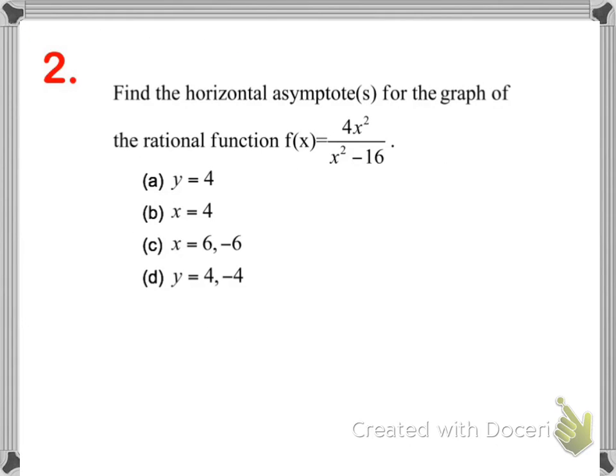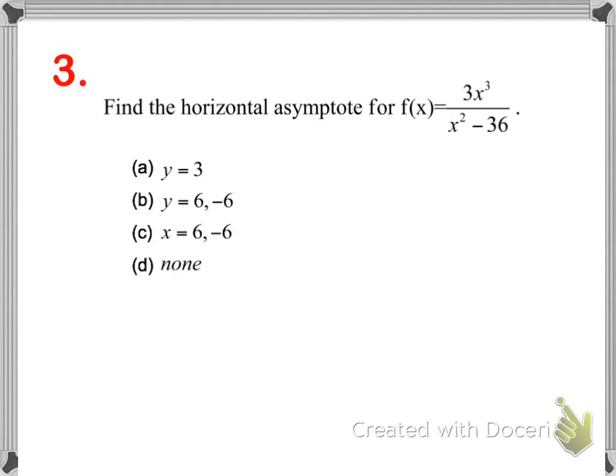The second one I'd like you to try is finding a horizontal asymptote for the graph of the rational function f of x equals 4x squared divided by x squared minus 16. Be careful on how you write your horizontal and vertical asymptotes. That's very important. And then lastly, one more, finding a horizontal asymptote, but for a new function, 3x to the third divided by x squared minus 36. Again, be very mindful of how you write your horizontal asymptotes.